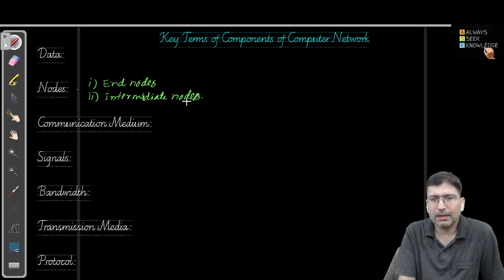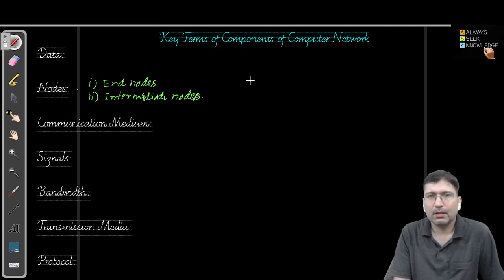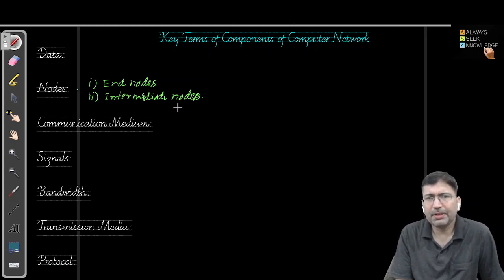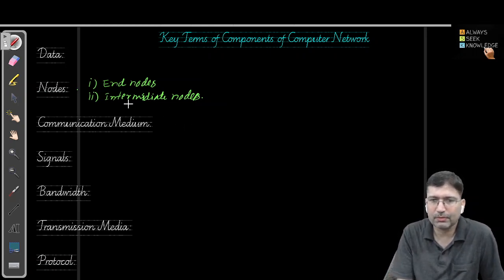So end nodes are the devices which we have. It can be a computer or printer or laptop or smartphone. All such things can be treated as end nodes, which can transmit or receive the data. What are the intermediate nodes? The intermediate nodes, like we may have switches in between to forward the data, or we may have routers in between, right? We may have different devices in between, so those will be treated as intermediate nodes.